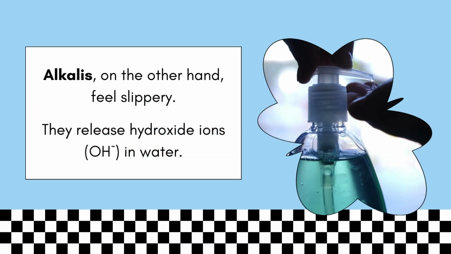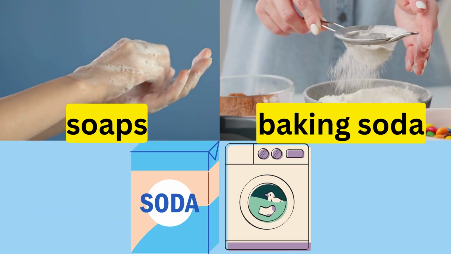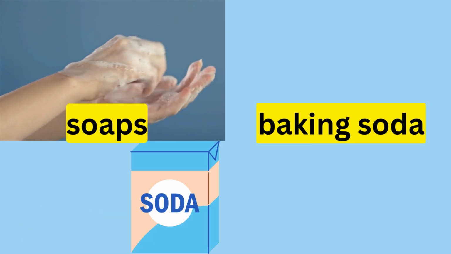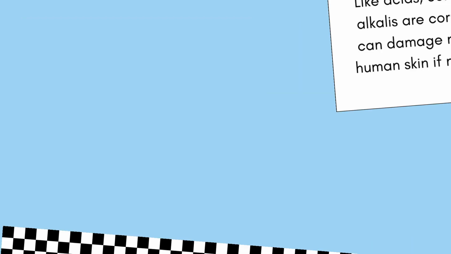Alkalis, on the other hand, feel slippery. They release hydroxide ions, OH-, in water. Alkalis are bases that dissolve in water. A base is a substance that neutralizes acids. Note that not all bases are alkalis, but all alkalis are considered bases.